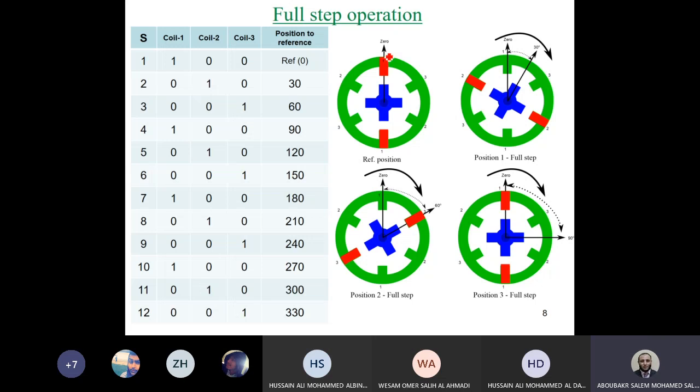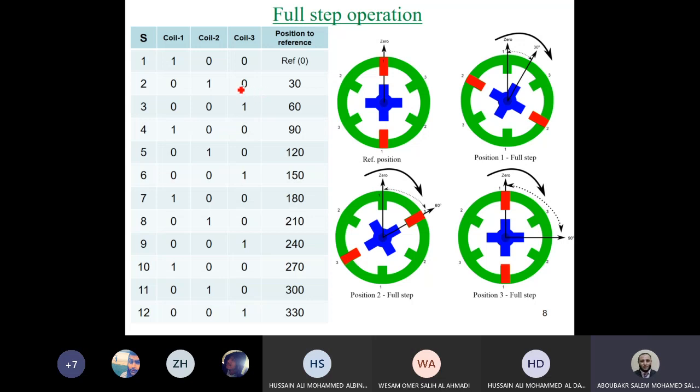When we apply the pulses or energize coil number 2 instead of coil number 1, which means here coil number 1 is 0, which means not energized. Coil number 2, in steps number 1, 2, and 3 was not energized. Here in step 2, we will energize coil number 2 and leave coil number 3. Let's see what will happen.